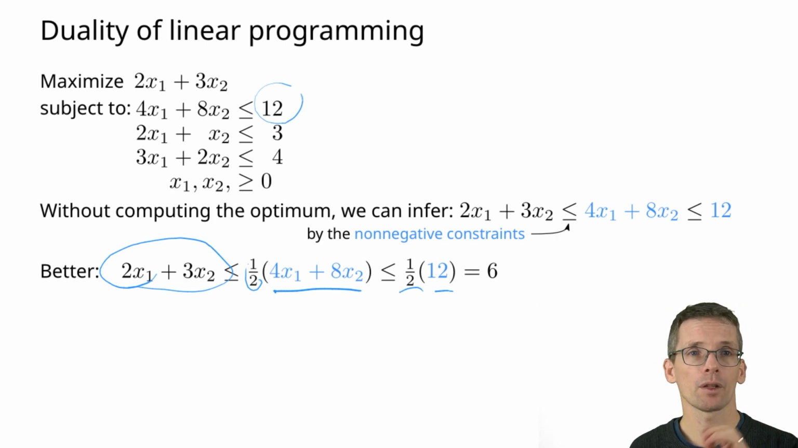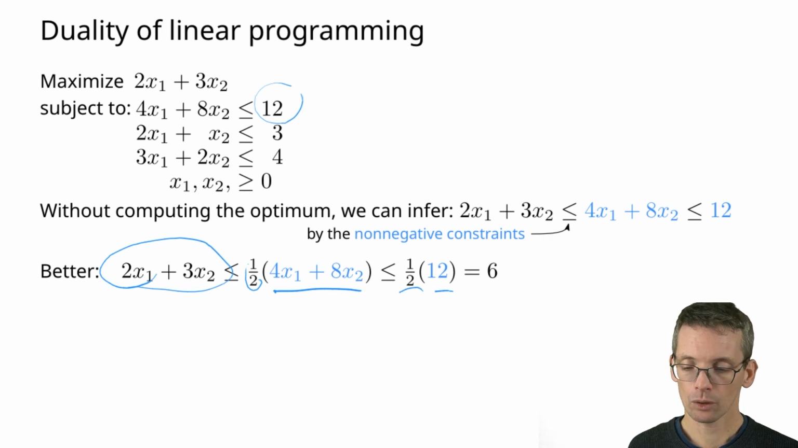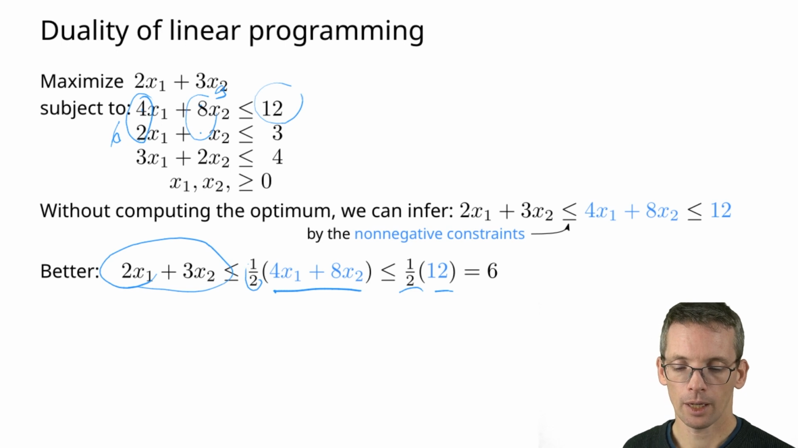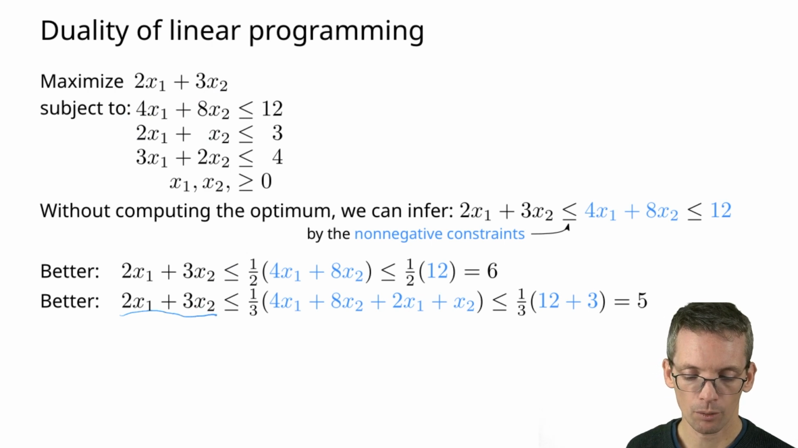Let's say for this we allow ourselves to use the first 2 constraints. So can you take the first 2 constraints and get a better bound than 6? What can we do? If I add up the first 2 constraints, 4 plus 2 is 6, 8 plus 1 is 9, and now if I divide this by 3, I get a 2 here, 9 by 3 is 3. So this actually tightly bounds the left-hand side. So 2x1 plus 3x2 is smaller equal 1/3.